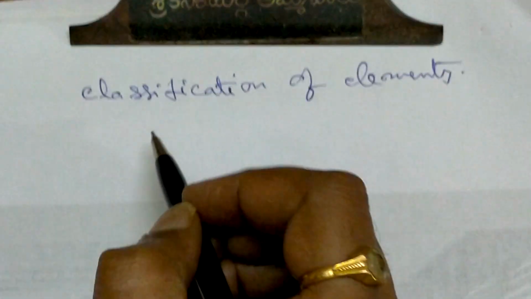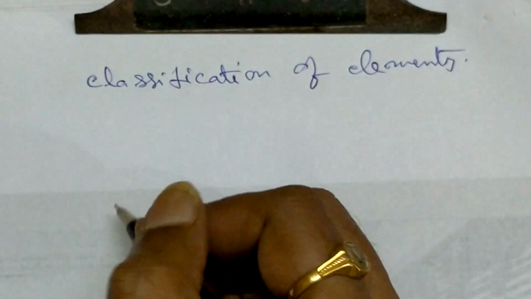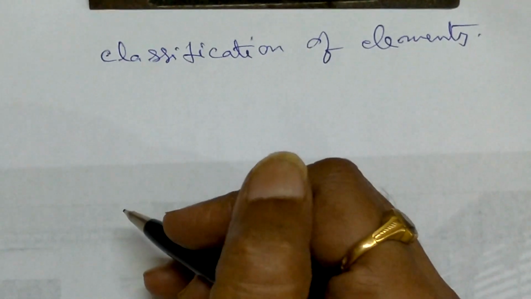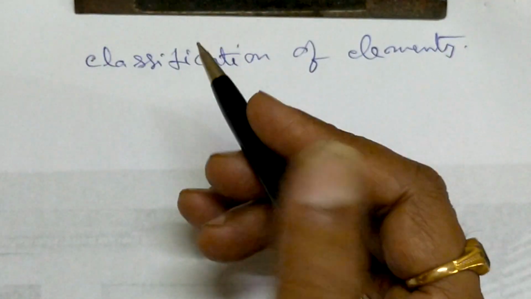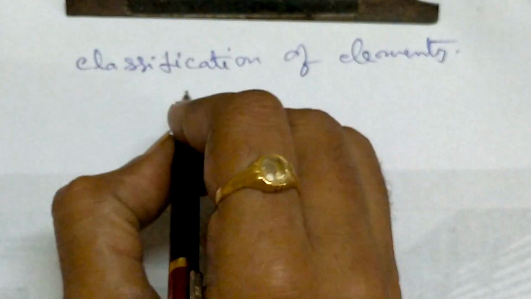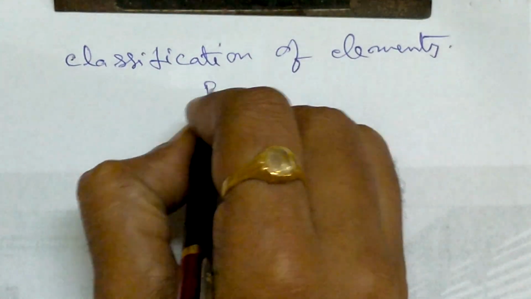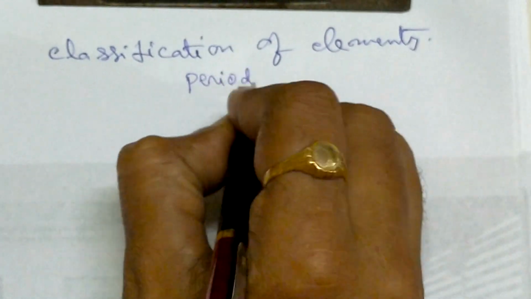Good evening. Today we will start a new chapter, that is the classification of elements and the periodicity of the elements, or the periodic table, whatever you call it. More simply, it is the periodic table.